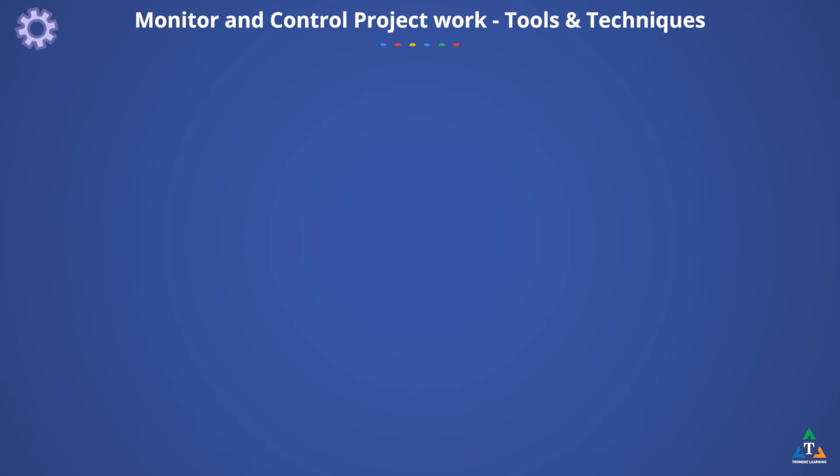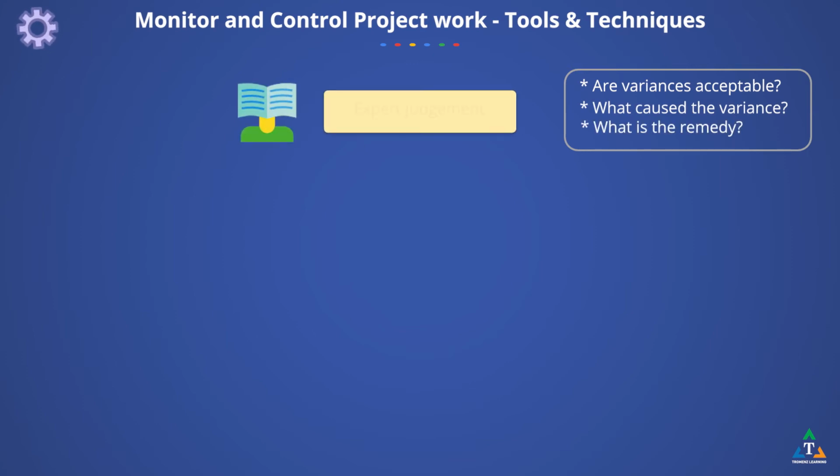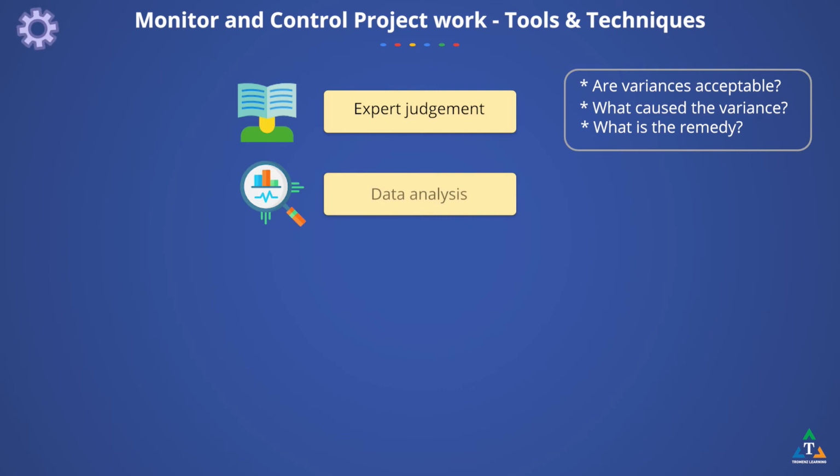Monitor and control project work not only involves identifying variances but also determining whether the variance is acceptable, what caused the variance, and what you should do about it. This is where expert judgment is useful. Expertise is used to analyze performance, pinpoint the cause of variances, and determine the appropriate actions to address performance variances. You can use a number of techniques to analyze past and current performance and also forecast future performance. Let's understand some of the data analysis techniques that can be used in this process.